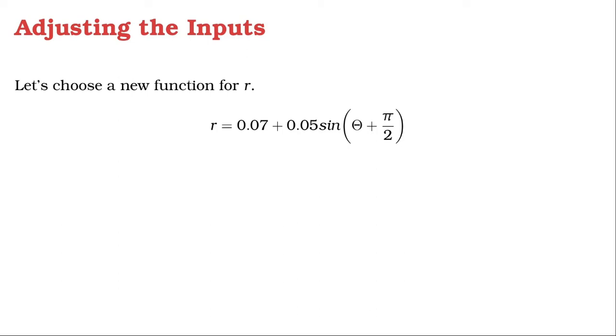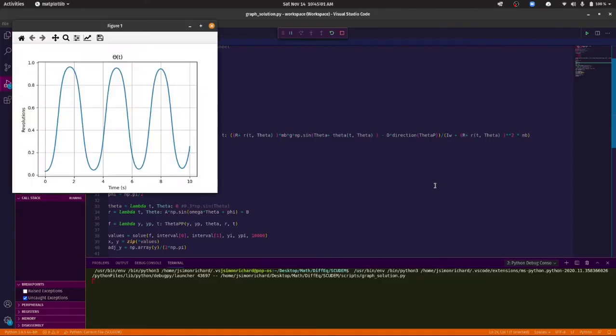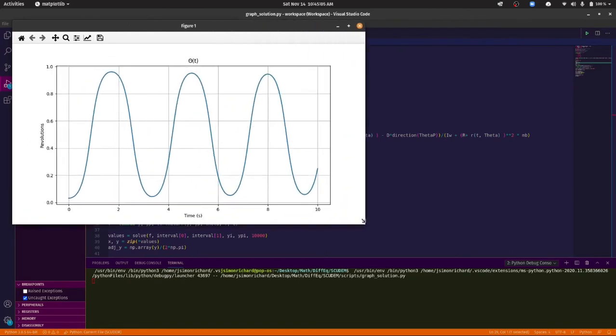Since the bird didn't make it over the top that time, let's choose a new function for r. In this case, the bird's center of mass will move the farthest away from the wheel when it is at the top, or when cap theta equals 0. Let's simulate it. Alright, here's the graph. As we can see, the bird still didn't reach the top.